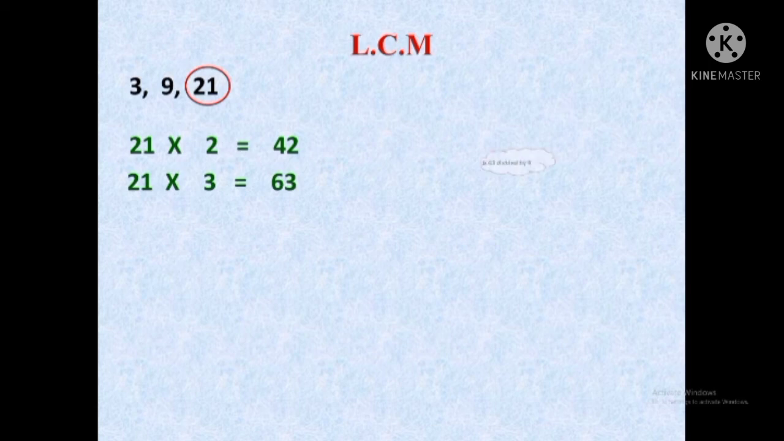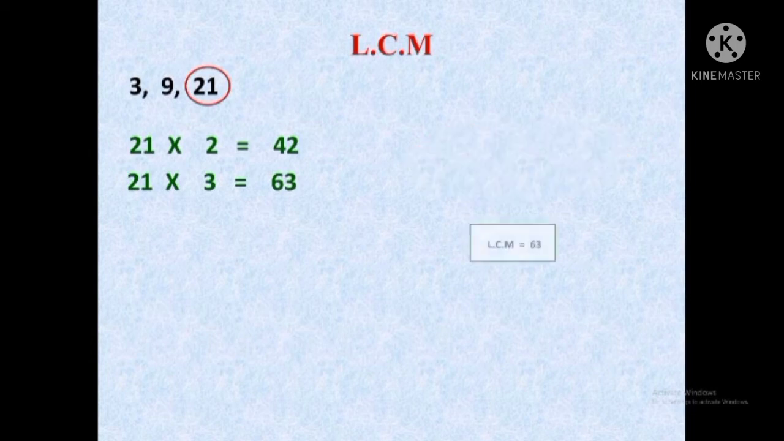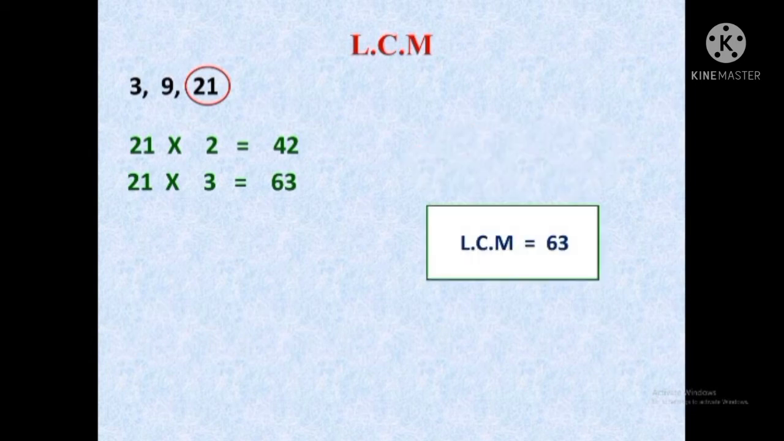It is 63. Now we are going to find whether the number 63 is divided by 9. Yes, 63 is divided by 9, since 9 sevens are 63. So the LCM for the numbers 3, 9 and 21 is 63 only.